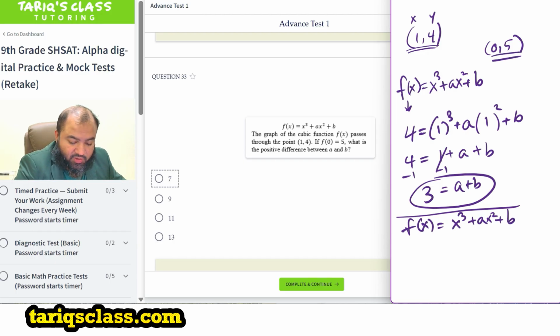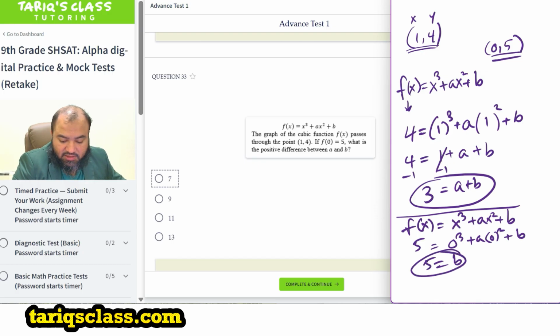So I'm going to plug in 0 and 5. So y is 5, 0, 0, b, we don't know. Okay, so b is just 5. All right, that does the job. So if b is 5, we can plug it in here. So a plus 5, or we can do minus 5 both sides. So a is just negative 2.